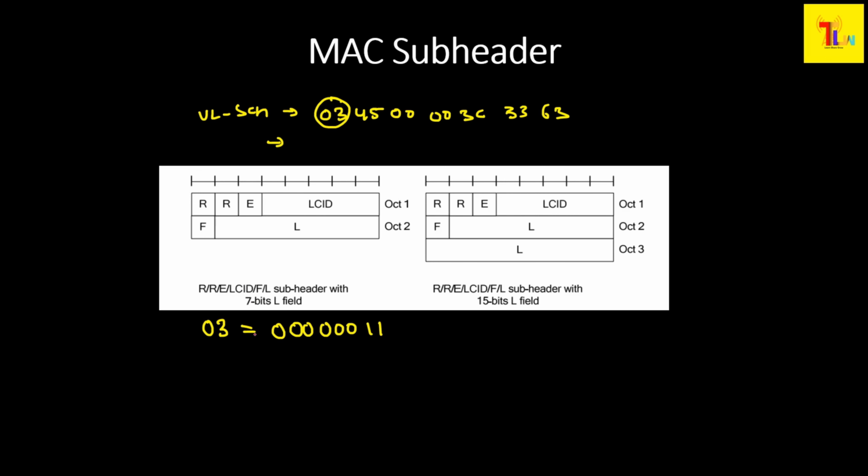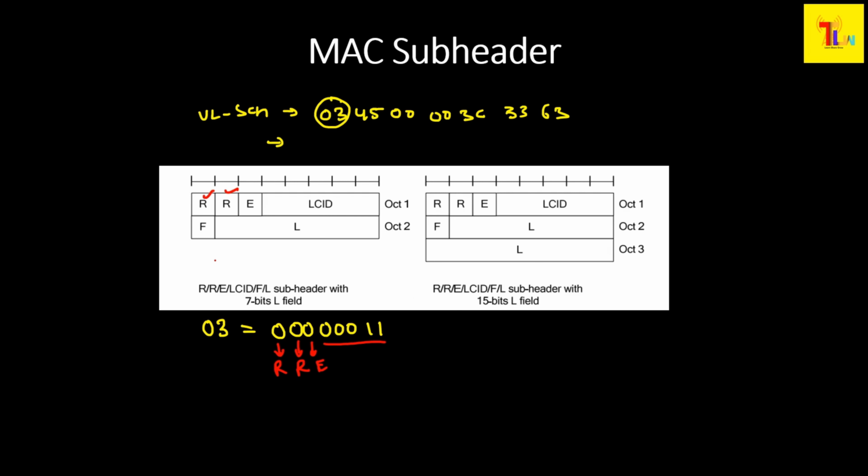The first bit is your R, the second bit is your R, and the third bit is your E. E is 0, which means it is not the extended one. The rest will represent your LCID, correct? So this is how exactly we read the headers, these subheaders.